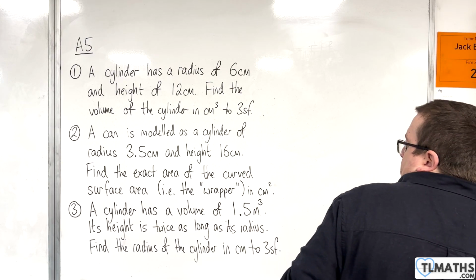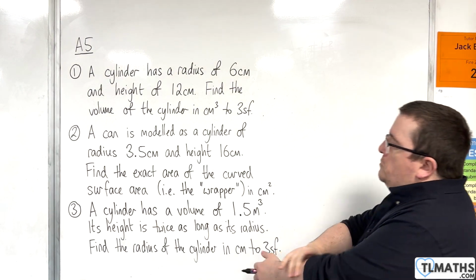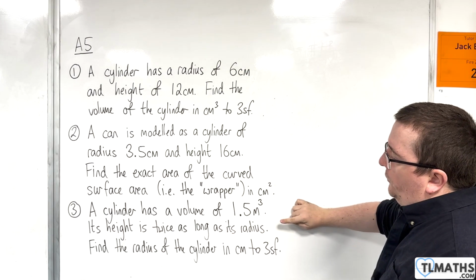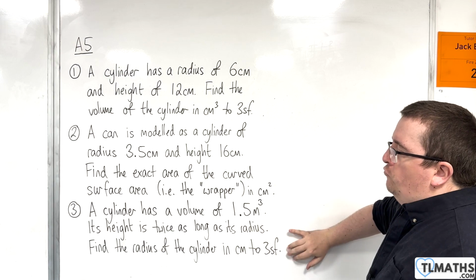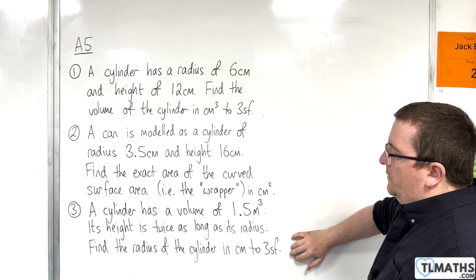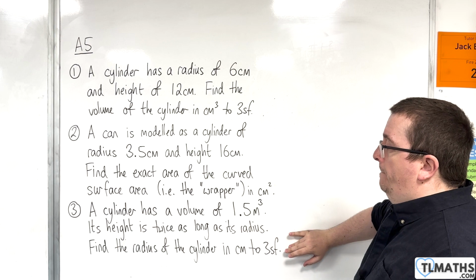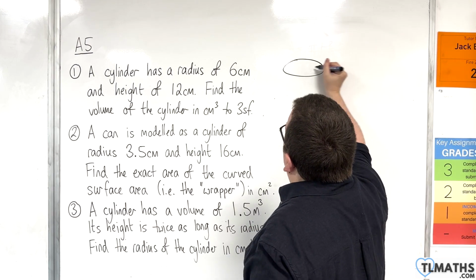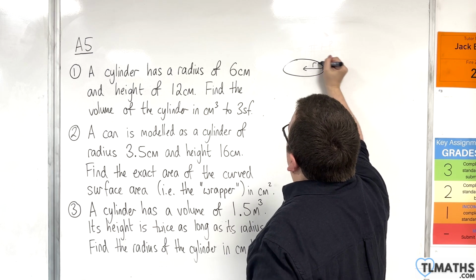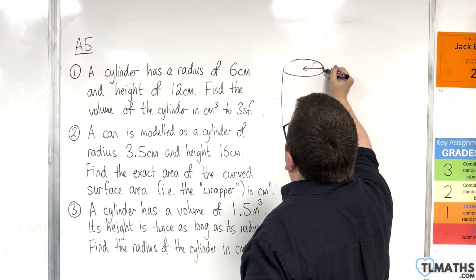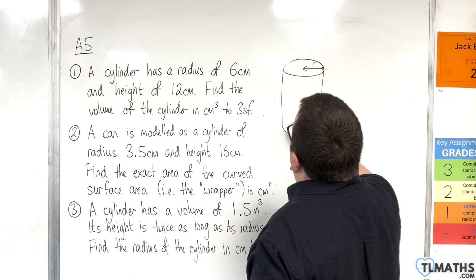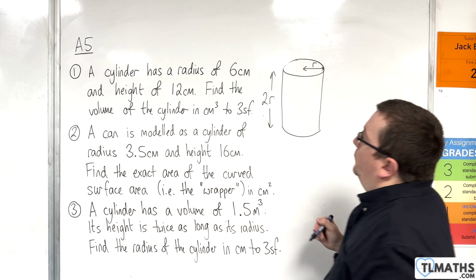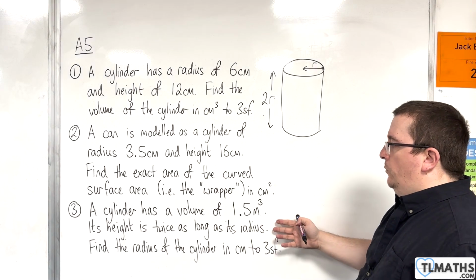Right, number 3. A cylinder has a volume of 1.5 cubic metres. Its height is twice as long as its radius. Find the radius of the cylinder in centimetres to 3 significant figures. Okay, so let's draw another diagram. Here is the radius r. Its height is twice as long as the radius. Okay, that's what that part says.